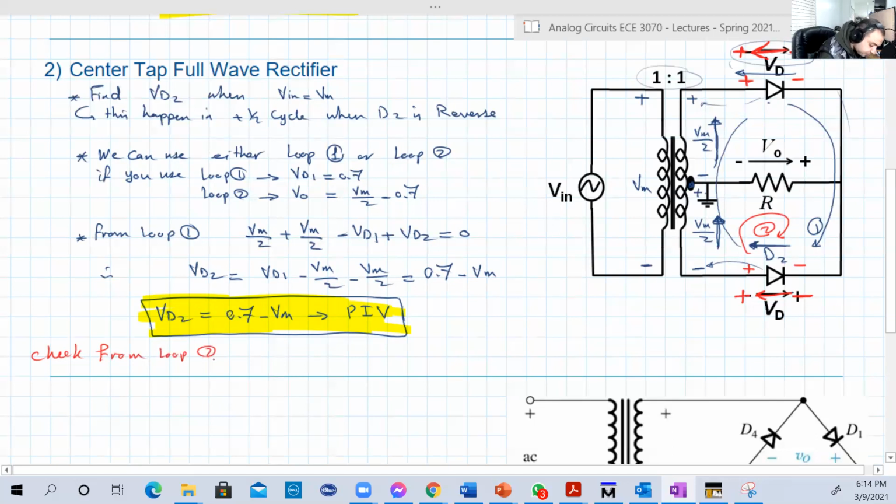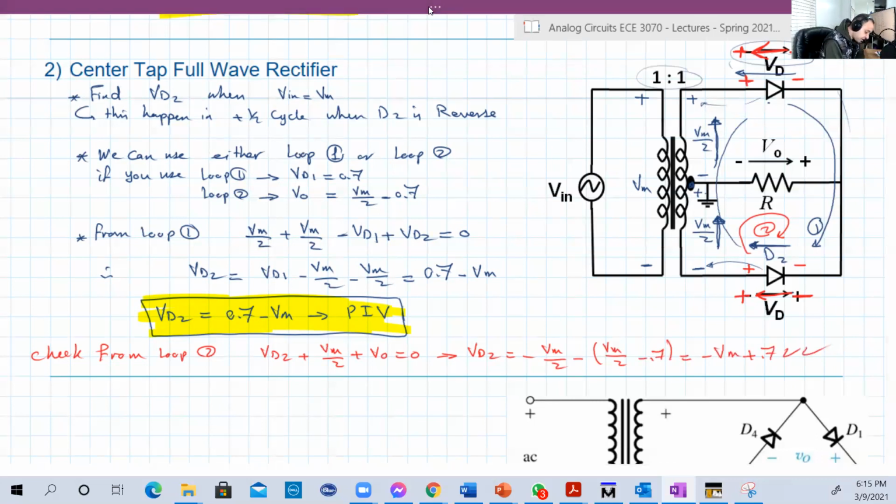So in loop 2, we have VD2 plus Vmax over 2 plus VO equal to 0. So VD2 is equal to minus Vmax over 2 minus VO, and the VO, remember, is all that thing here, Vmax over 2 minus 0.7. Okay, so this will be minus Vmax plus 0.7, which is the same one that we got from loop 1. Okay, just a check.